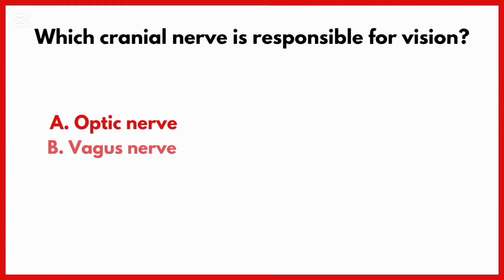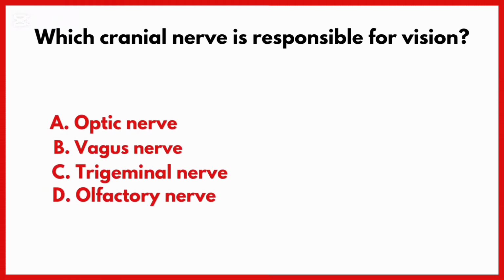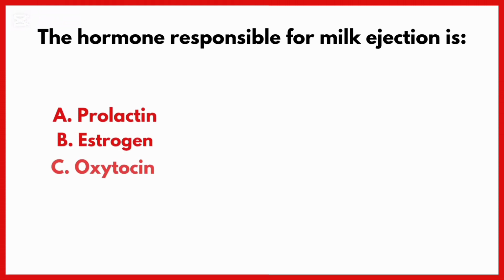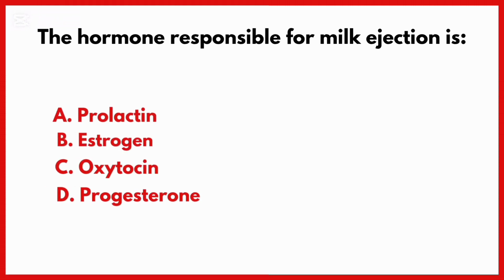Which cranial nerve is responsible for vision? Correct answer is option A, optic nerve. The hormone responsible for milk ejection is. Correct answer is option C, oxytocin.